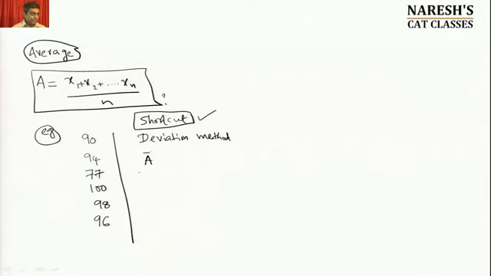If I assume A bar in this case is 90, that is the base average I have taken, after that I only look at deviations of each number. For example, first subject deviation from 90 is 0, second subject deviation from 90 is plus 4, third subject deviation from 90 is minus 13, fourth subject deviation from 90 is plus 10, fifth subject plus 8, sixth subject plus 6. What is the advantage of this method?